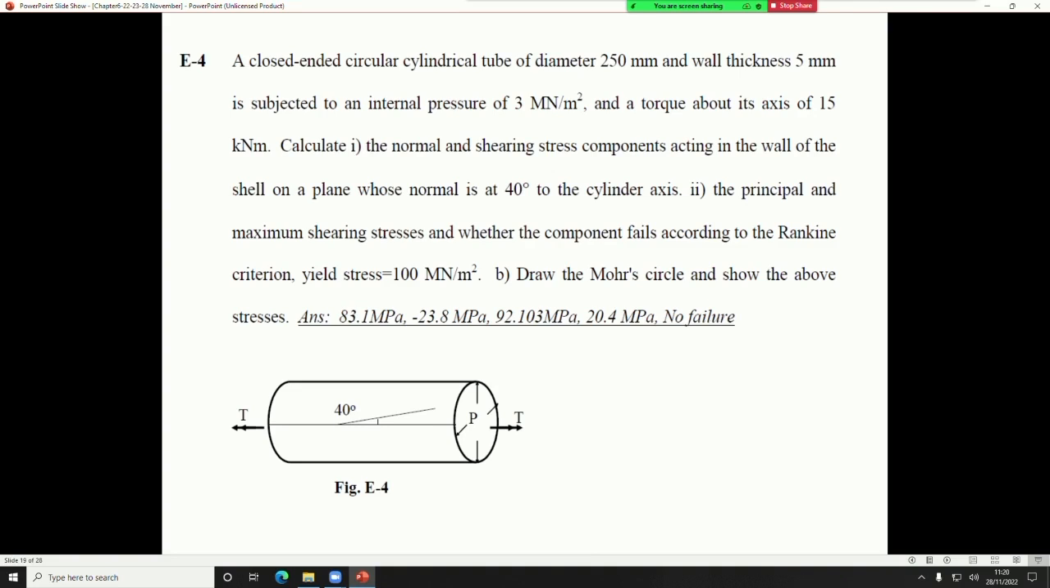Question number 4. In question number 4, we have a closed-ended circular cylindrical tube of diameter 250 millimeters and a wall thickness of 5 millimeters. It's subject to an internal pressure of 3 megapascals and a torque of about 15 kilonewton meters. The problem is asking us to find the normal and shearing stress components acting in the wall of the shell on a plane whose normal makes an angle of 40 degrees with respect to the main axis of the cylinder. Then the principal and maximum shearing stresses, we haven't covered this part yet, so we can just do parts 1 and 2.